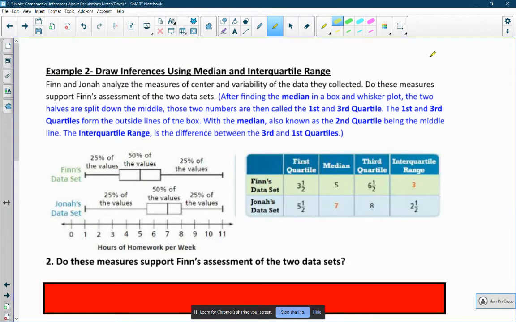Example 2. We're going to draw some inferences using the median, or the middle, and the interquartile range. Okay. So it says Finn and Jonah analyze the measures of center, and we're going to get to this word here soon. And the variability, so another keyword, how spread out the data is, of the data they collected. Do these measures support Finn's assessment of the two data sets?